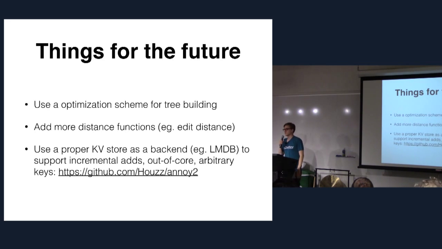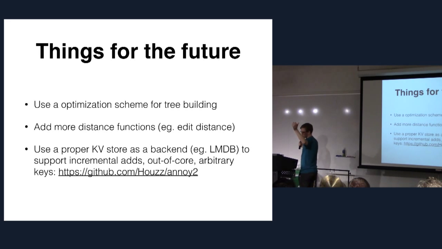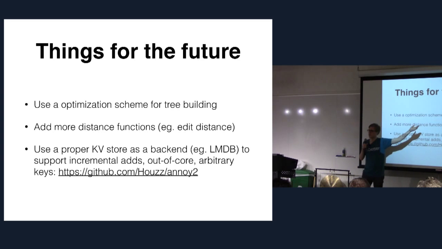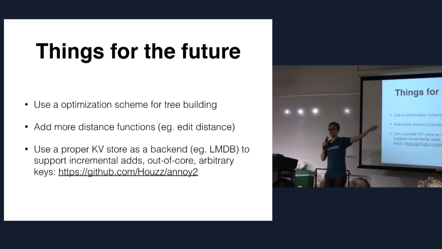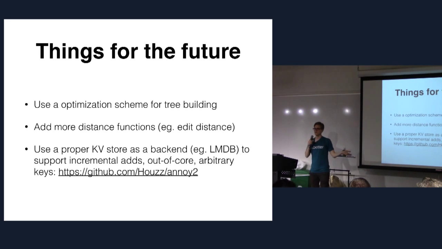A lot more things I want to do in the future. I wish I had more time, but if you have time to actually help me, I'd love to chat afterwards. I realized the other day that it'd be really cool to support edit distance, because it turns out Annoy doesn't really rely on having a Euclidean space. You can have arbitrary distance functions, so that would be kind of cool. There's a lot of stuff I want to do.